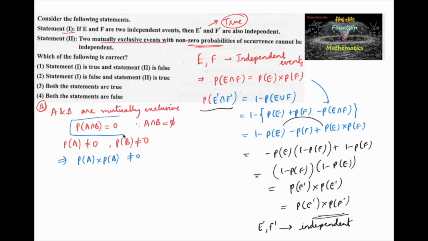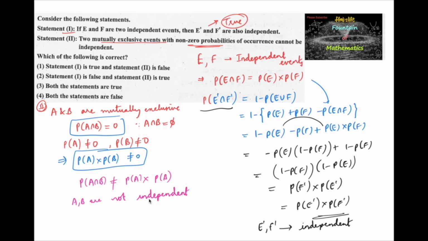But P of A intersection B is 0 and P of A into P of B is non-zero. So from this we can say that P of A intersection B is not equal to P of A into P of B. So these two events A and B cannot be independent. It is also given that they cannot be independent, which is true. So statement 2 is also true. So statement 1 is true and statement 2 is true, which is our third option: both the statements are true.